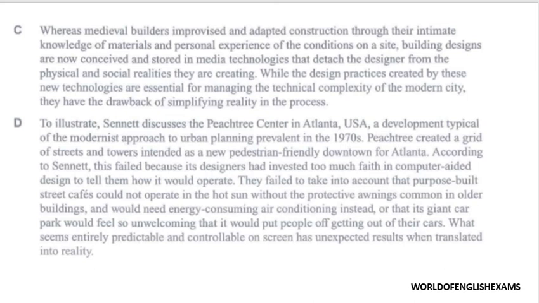So they have to consider the impact of the sun, and they failed to consider the impact that the hot sun would have on the people. So previously this was considered. So that's the reason this model has failed. So this is the problem: if you don't consider the impact of the climate, that is the hot sun, then there could be some problem and the design could fail. Next, and would need energy consuming air conditioning instead. Yes, under the hot sun, nobody could dine, nobody could go to the cafe.